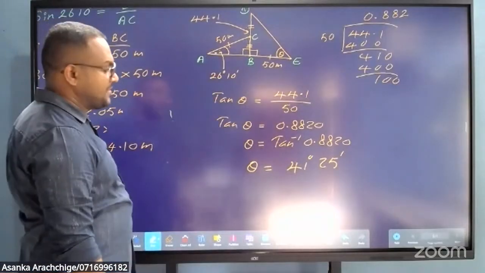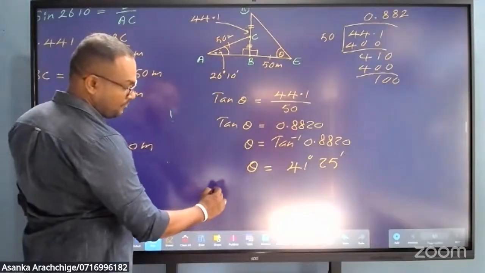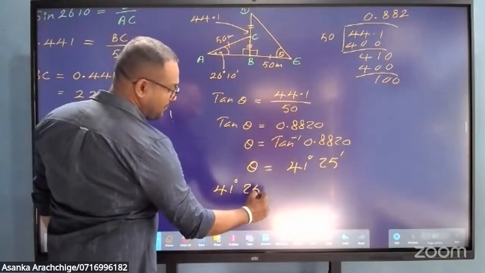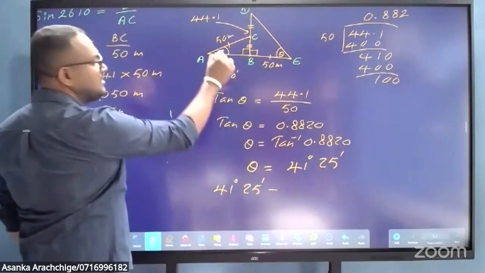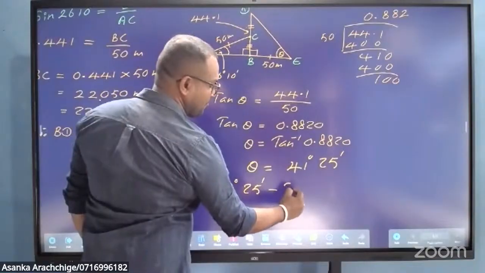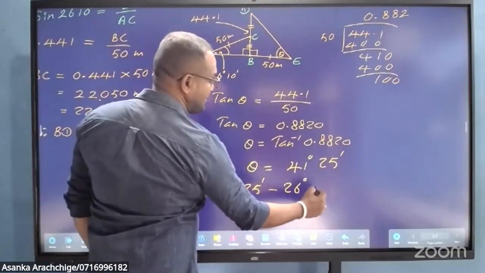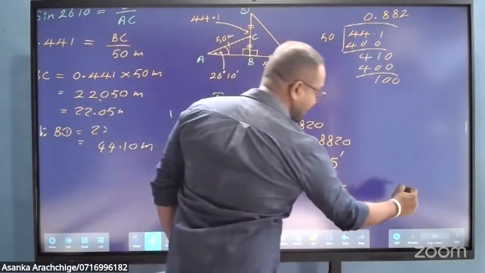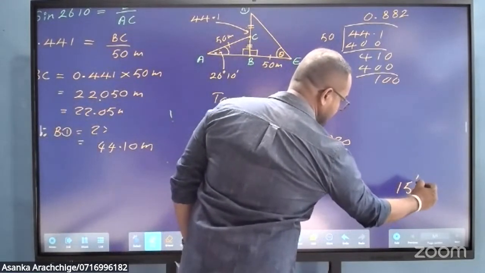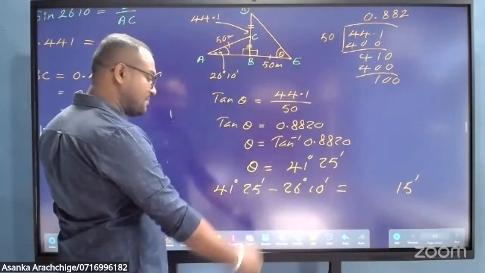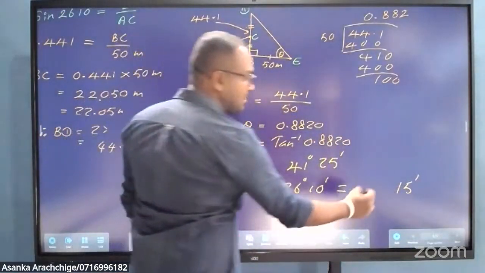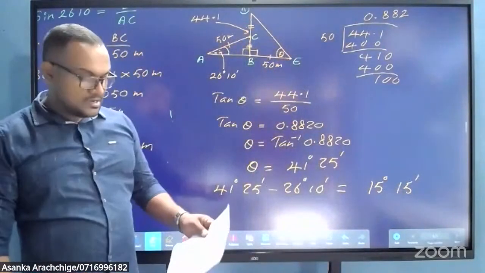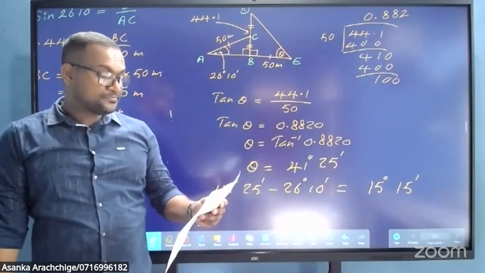Now get the difference. 41 degrees 25 minutes subtract this angle, 26 degrees and 10 minutes. 25 subtract 10, 15 minutes. 41 subtract 26, that is also 15 degrees. Am I correct? Then the question again.